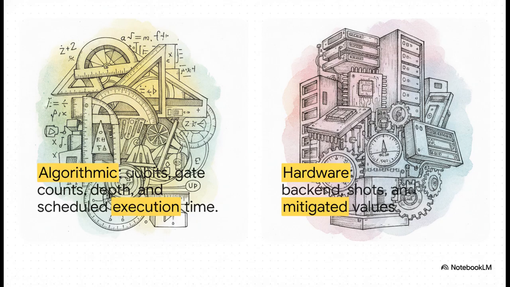Over on the hardware and execution side, you need to document the calibration record, the SDK version, backend, layout, and coupling map. You absolutely must report raw counts, raw values, and mitigated values, complete with their error bars. Finally, record your shots, basis gates, optimizer settings, random seeds, environment lock files, and analysis scripts. Honestly, providing this level of exhaustive data is the only real way to prove computational advantage without relying on hype.